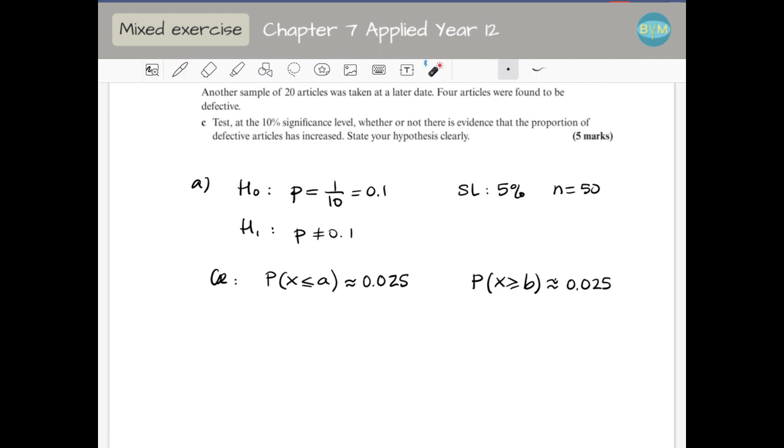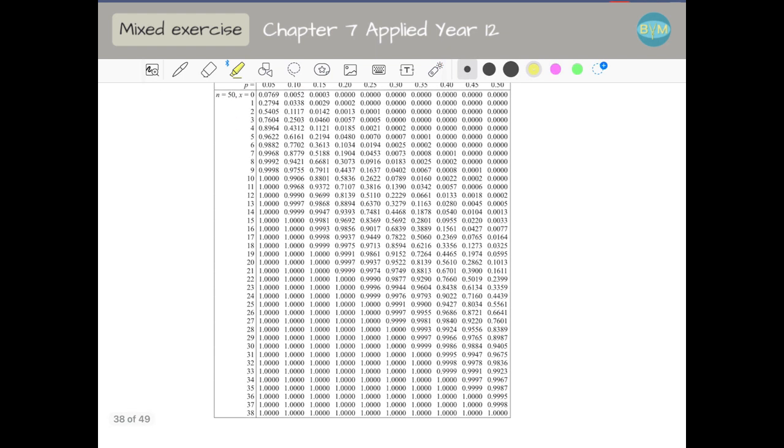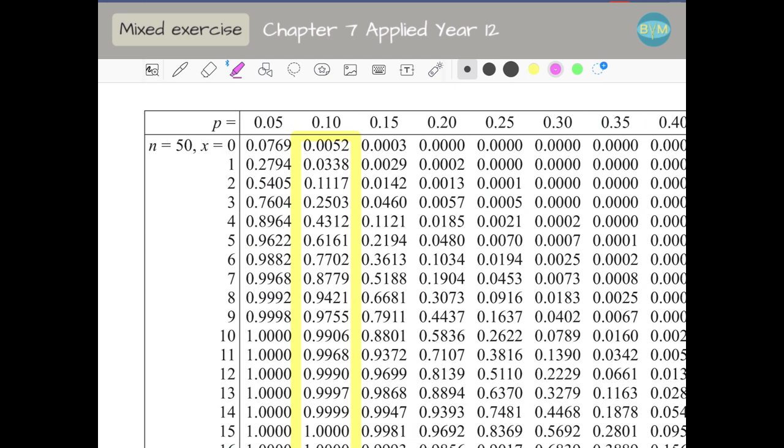I can use the tables because this is a binomial. 50 is the last value that you have in the tables. Greater than that, you won't find it, and you will have to use the calculator. But we're going to go to this binomial and find the closest value to 0.025. So n = 50, p = 0.1 is this column here, the second column. I'm going to zoom in. We need the closest value to 0.025, so we have to choose between one above and one below.